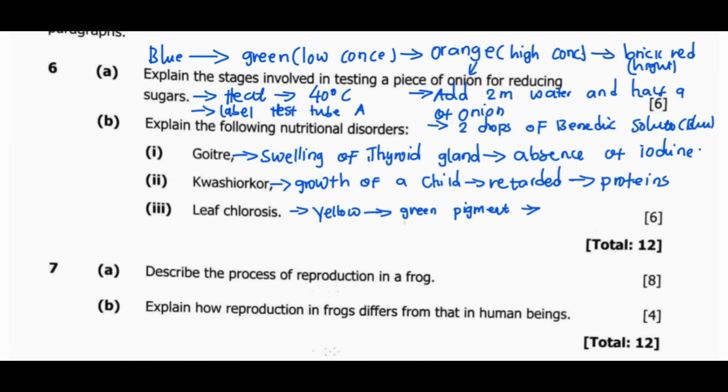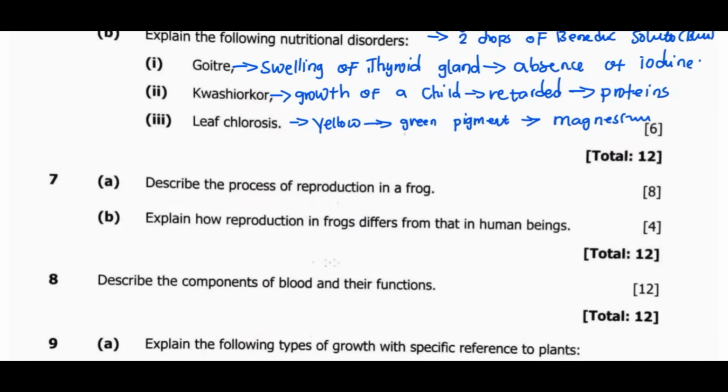Now, what can cause this? This is caused by the absence of magnesium. One of the functions of magnesium in plants is to make sure that chlorophyll is produced. Now let's move on to question 7.